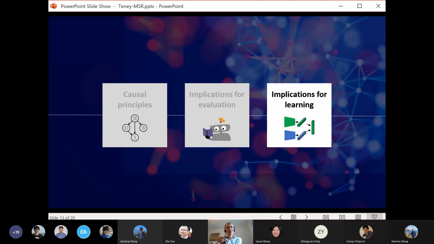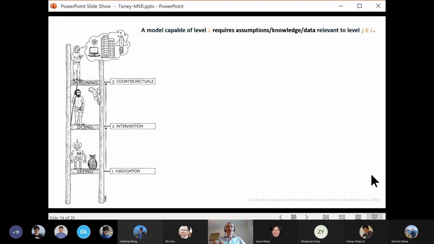So now that we talked about the evaluation, I'm going to see some implications of causal principles for the learning of better models. I'm going to stick with the causal hierarchy for one more slide. An important property of this hierarchy is that a model capable of a given level requires information relevant to this level or a level above it. This is really another way of saying that the levels are indeed increasing in difficulty. So you need more information for each level.